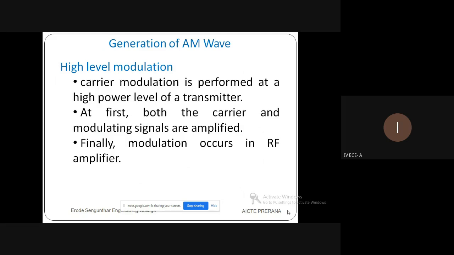In high level modulation, the carrier modulation is performed at a high power level of the transmitter. At first, both carrier and modulating signal are amplified. Finally, modulation occurs in the RF amplifier.